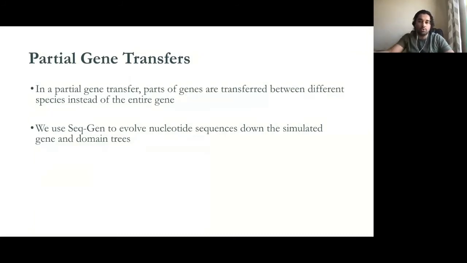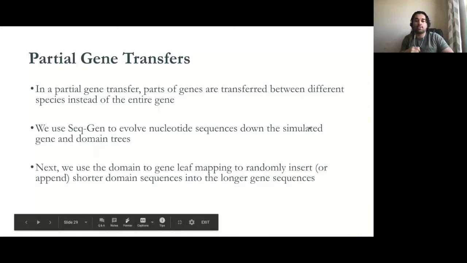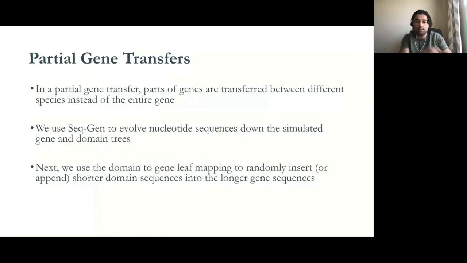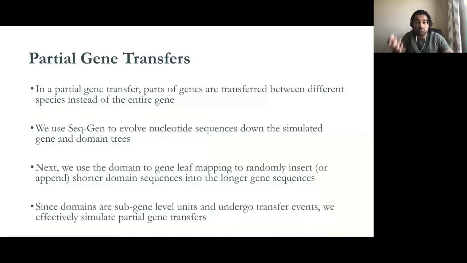these simulated gene and domain trees. And this would allow us to essentially take advantage of the gene to leaf mappings between the domain trees and the gene trees to either randomly insert or append these shorter domain sequences that we evolved down the domain tree into the longer gene sequences, which would then reflect partial gene transfers, essentially because the domains are subgene level units, which also undergo transfer events as part of the framework, which would allow us to simulate this effect of transferring parts of different genes down this phylogeny.